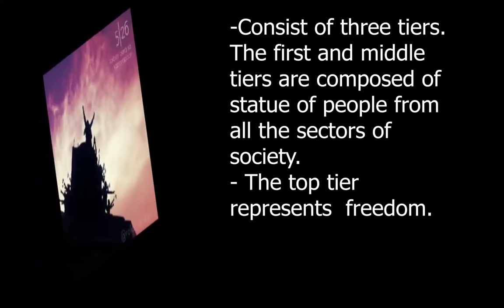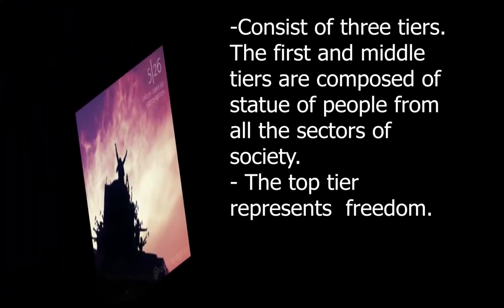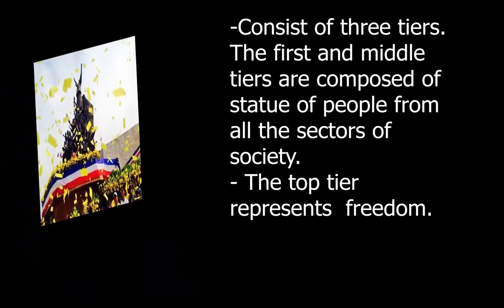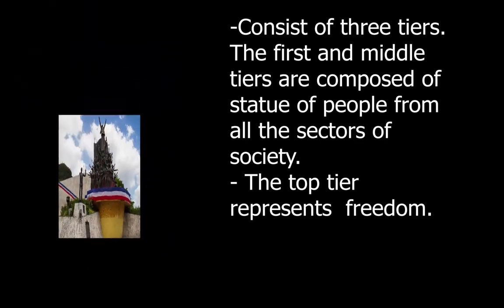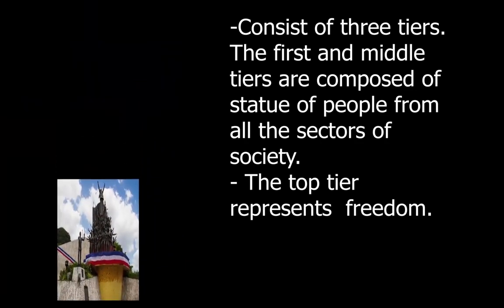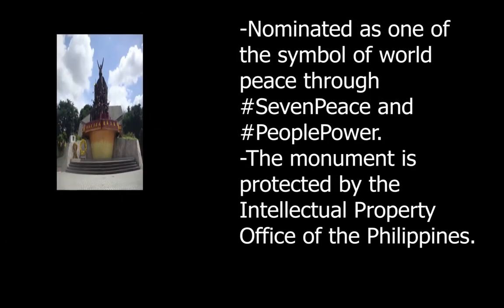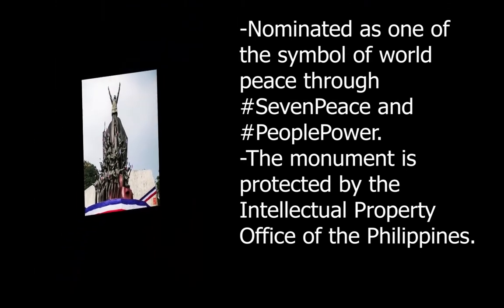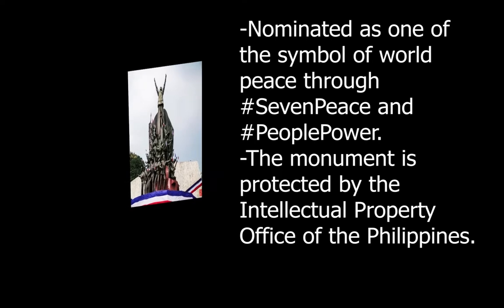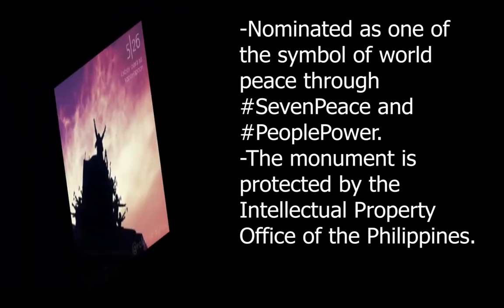The monument consists of three tiers. The first and middle tiers are composed of statues of people from all sectors of society. On the top tier of the monument is a towering female figure with arms raised toward the sky. The figure has unchained shackles on her wrists which represent freedom. From the back of the composition rise a large flag and staff.